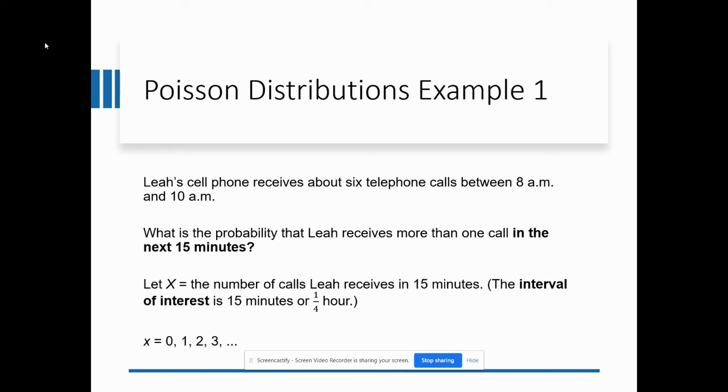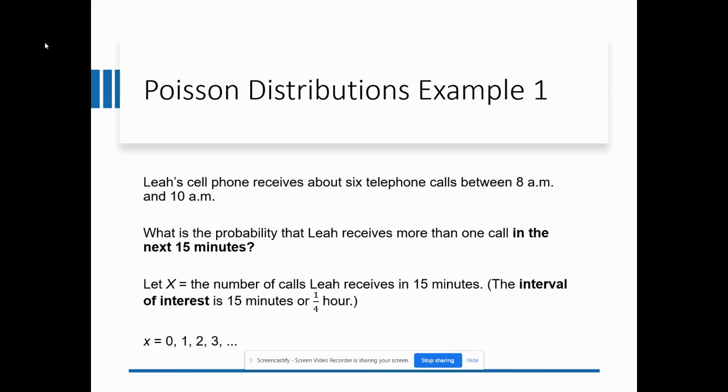So let's do our first example. This is going to be tricky, but I think once you get it, it'll click. Lee's cell phone receives about 6 telephone calls between 8 a.m. and 10 a.m. What is the probability that Lee receives more than 1 call in the next 15 minutes?